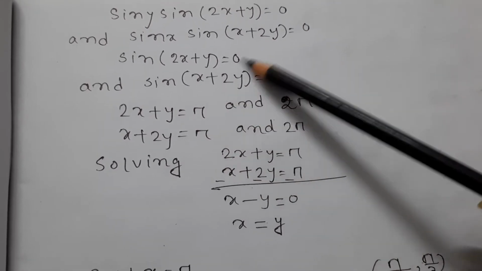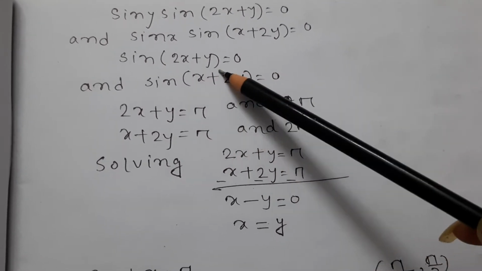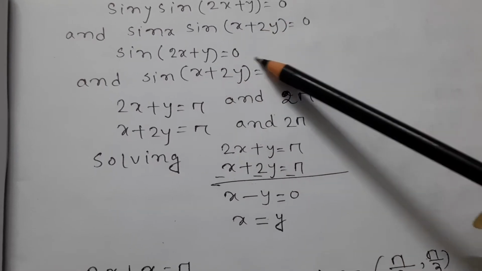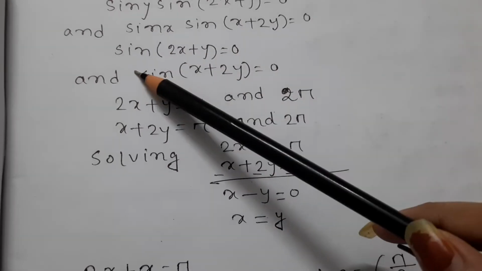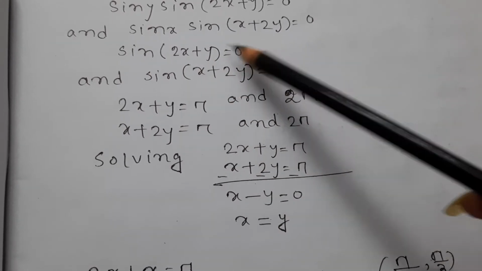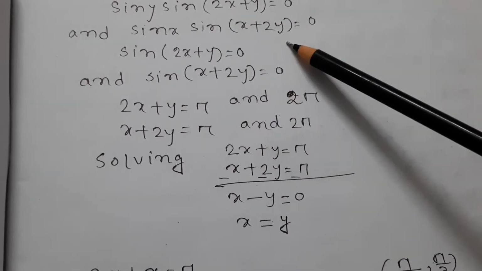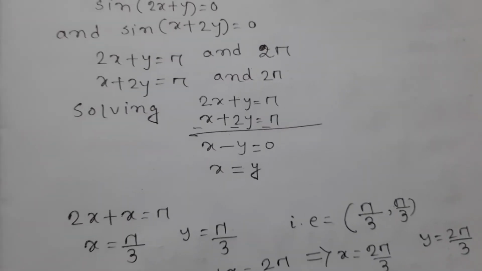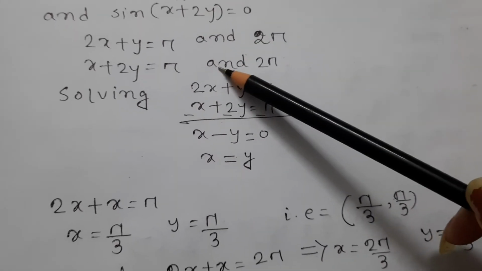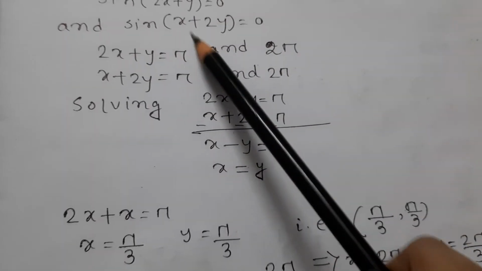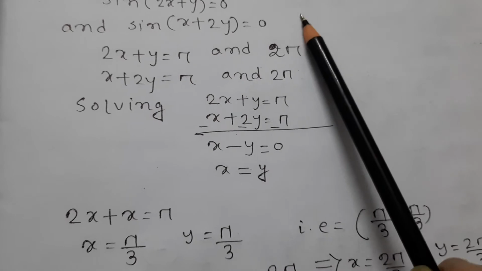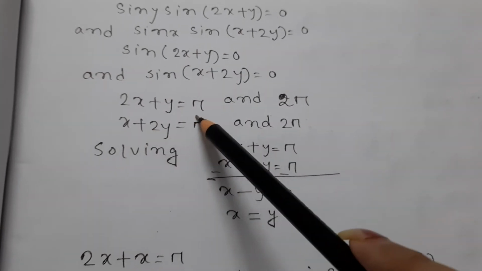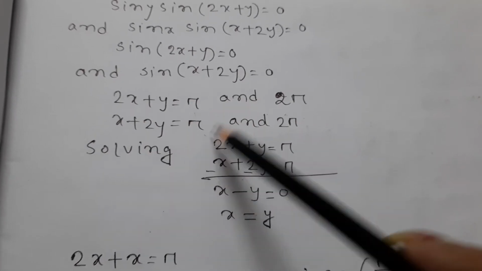After that, sine theta equal to 0 means theta equals n pi. Here n can be 0, but we need non-zero values, so we take the first two non-zero values, pi and 2 pi. So this one equals pi and 2 pi, and this one equals pi and 2 pi.